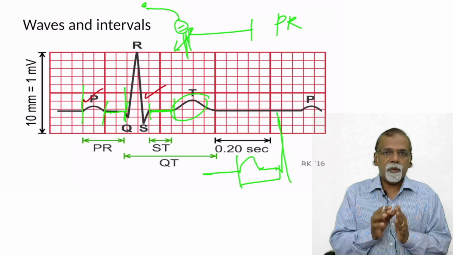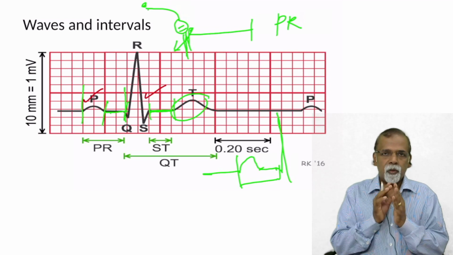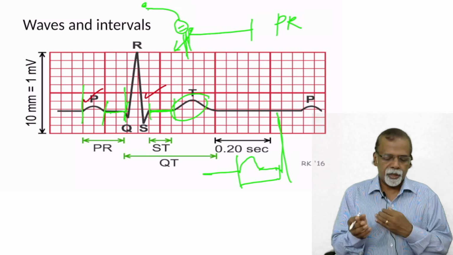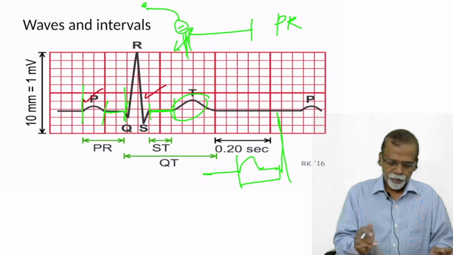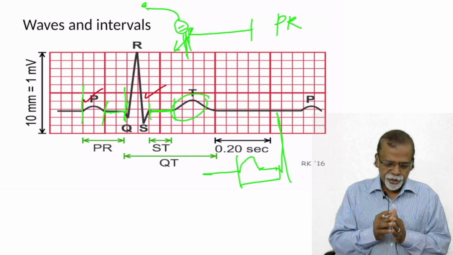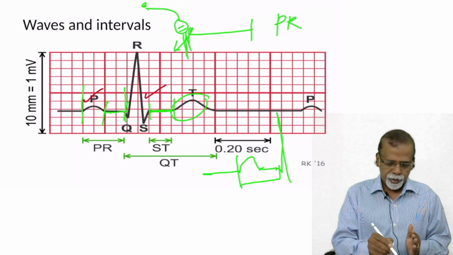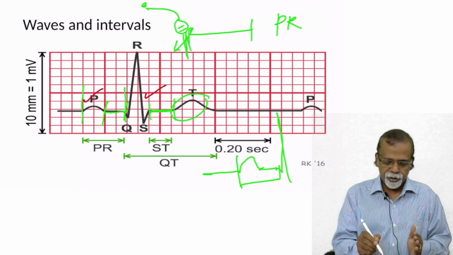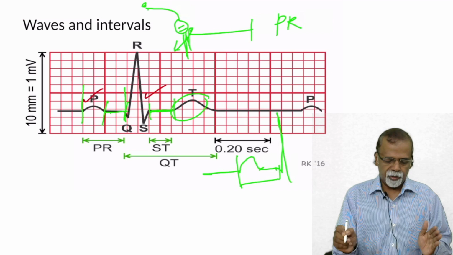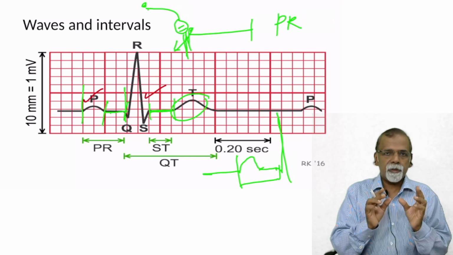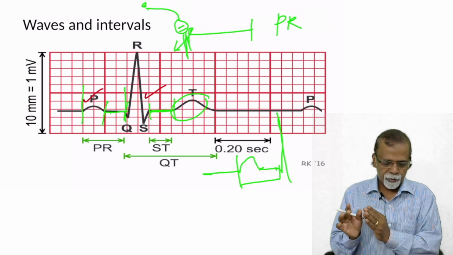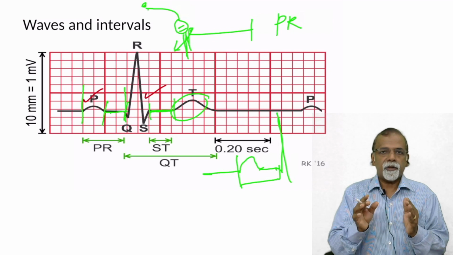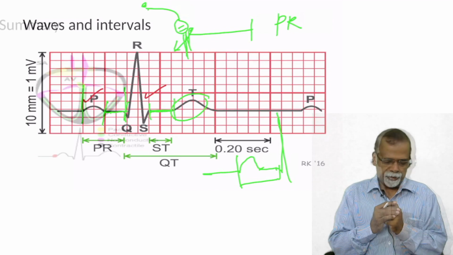The PR interval is very important. In all electrocardiograms you have to look at the PR interval and its duration. Another interval is the QT interval, from the beginning of the Q wave to the end of the T wave. So two intervals, the PR interval and the QT interval. The time, duration, etc. we will study in the next session.